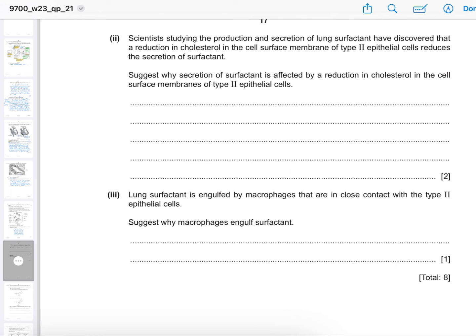Here you need to know cholesterol's role in the cell surface membrane of any cell. So cholesterol regulates the fluidity of the membrane. That is, if there is more cholesterol, the membrane is going to be more fluid, and vesicles can fuse more easily with it. The exocytosis vesicles or secretory vesicles, or the lamellar bodies in this case, and vice versa. So if there are fewer cholesterol molecules in the cell surface membrane, exocytosis won't be that easy. Secretion by exocytosis involves the fusion of vesicles, or lamellar bodies in this case, with the cell surface membrane. The ability of lamellar bodies to fuse with the cell surface membrane of epithelial cells depends on the fluidity of the membrane, which in turn depends on the amount of cholesterol molecules in the membrane.